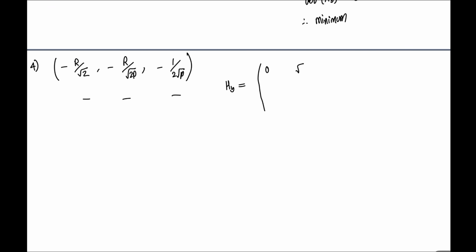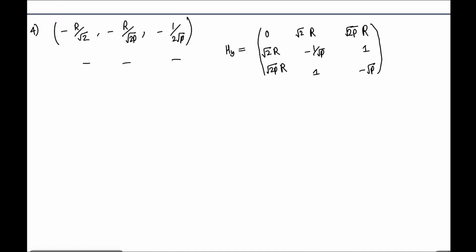Moving on to our last solution, we had minus 3 over root 2, minus r over root 2p, minus 1 over 2 root p. So this time everything is a minus. So the bordered Hessian looks like 0, root 2r, root 2pr, and that follows over here. And we have minus 1 over root p, 1, 1, and then minus root p.